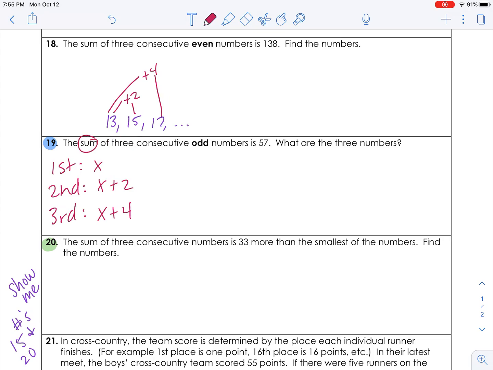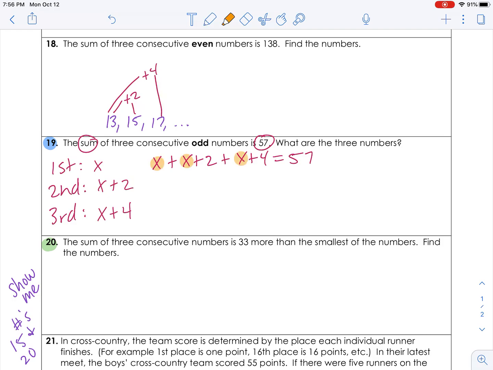So we're looking for the sum of these 3 numbers. I need to add all 3 of these together: x plus x plus 2 plus x plus 4. That's the sum of all 3 numbers. We've added all of those numbers together, and it's supposed to equal 57. So now we need to find these 3 numbers.